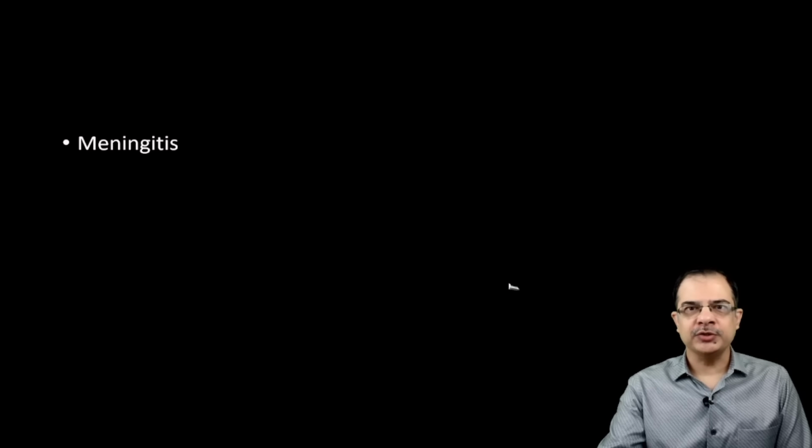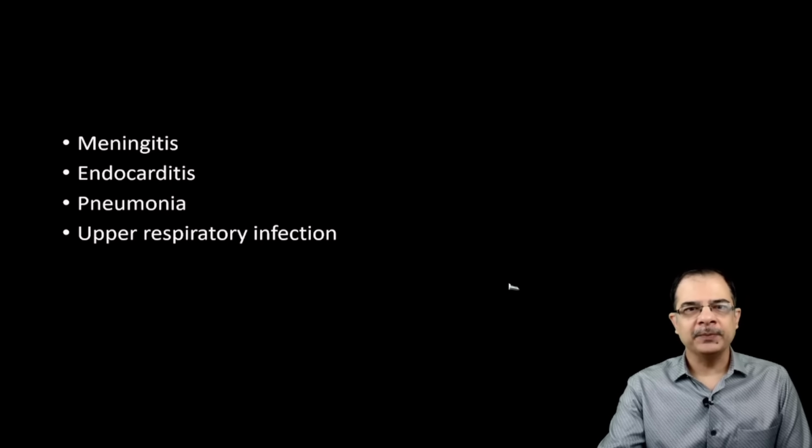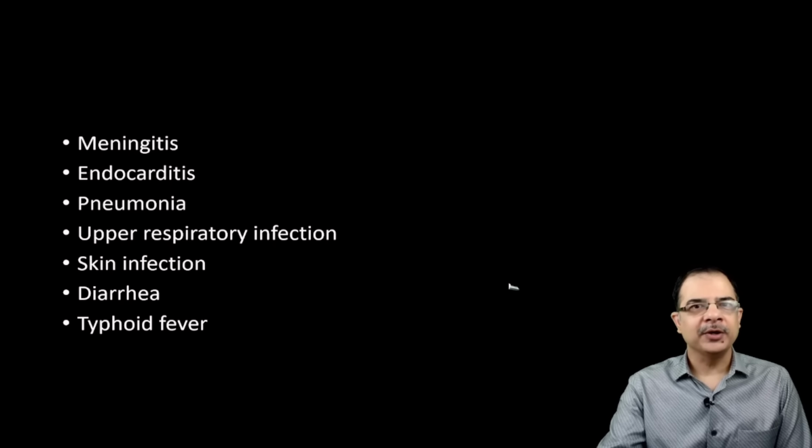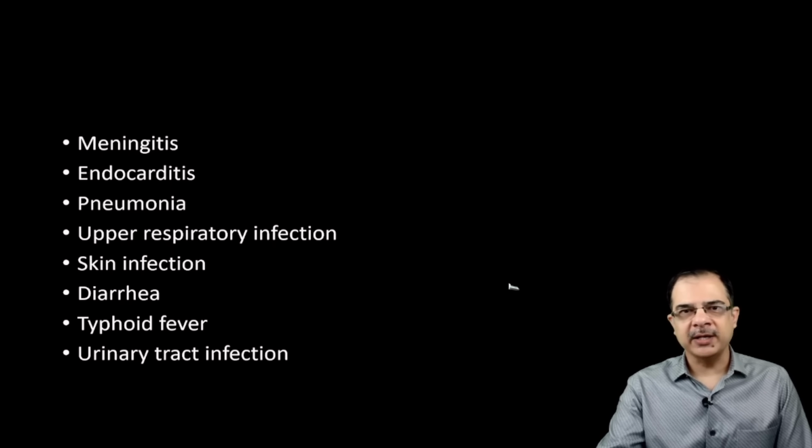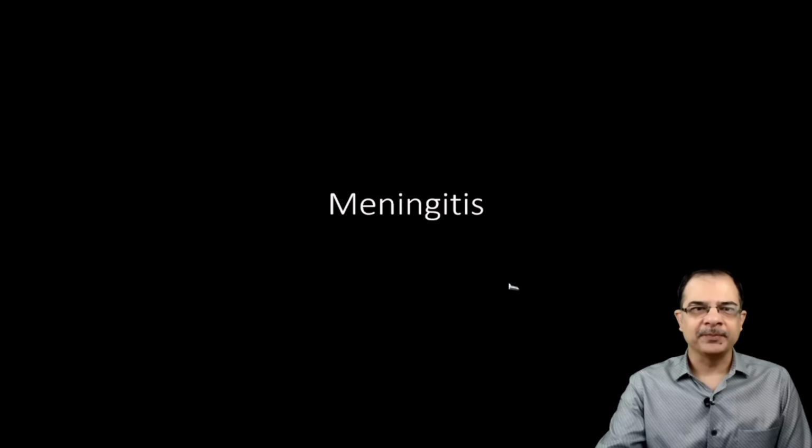Starting with the infections, common infections from head to toe, like meningitis, endocarditis, pneumonia, upper respiratory infections like throat infections, skin infections, diarrhea, typhoid fever, urine tract infection. So we will be covering what are the indications of antibiotic in these infections and how to select a proper antibiotic in a very precise and concise way.